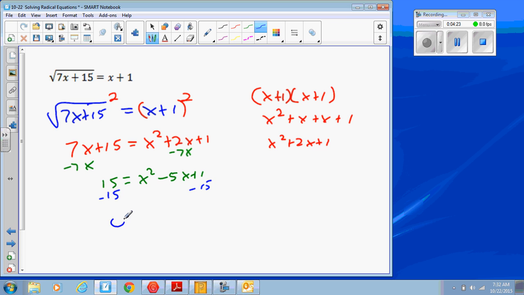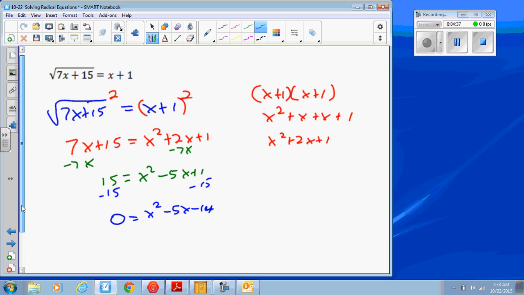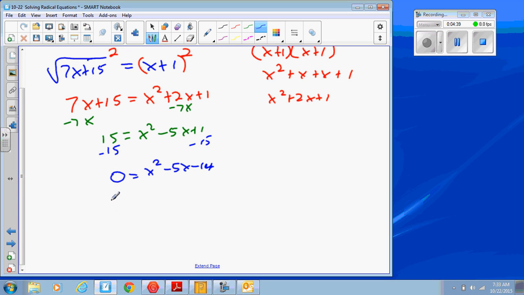So I have 0 equals x squared minus 5x minus 14. Now I can go through the steps of the quadratic formula or completing the square. The easiest way to solve, if we can, is to factor. So we're going to try to factor this, because when I have 2 factors equal to 0, then one of them has to be 0. So factoring looks like this.